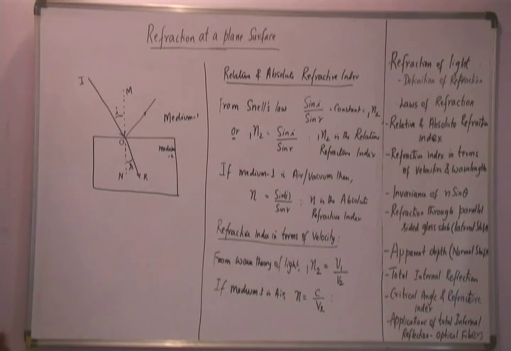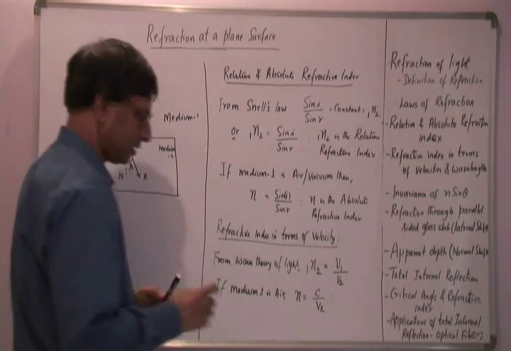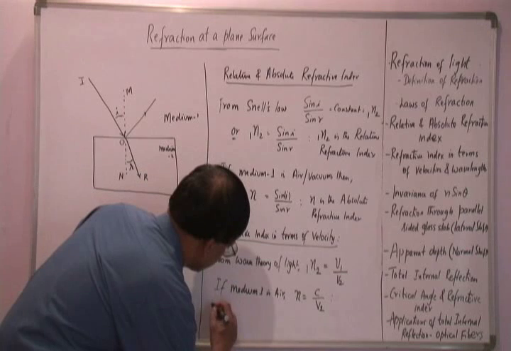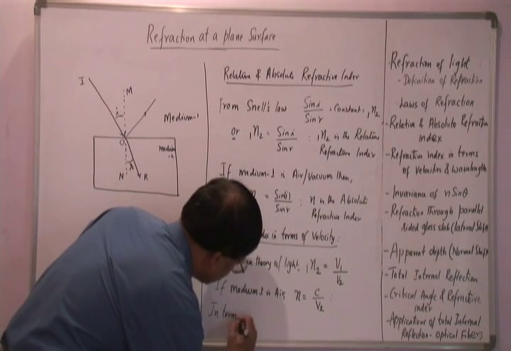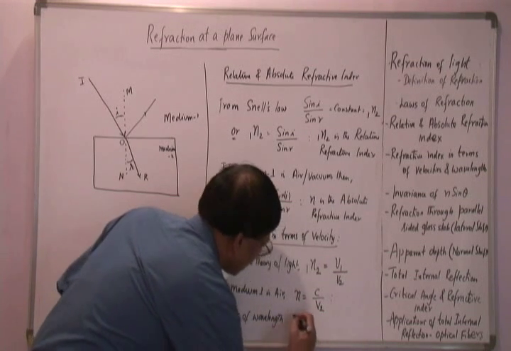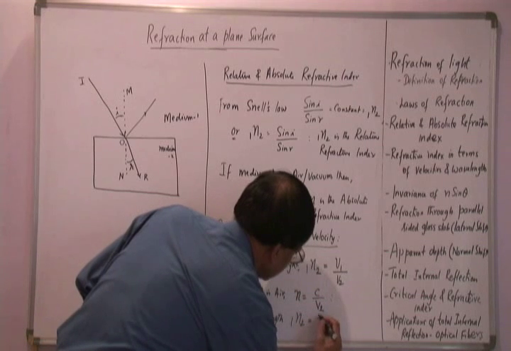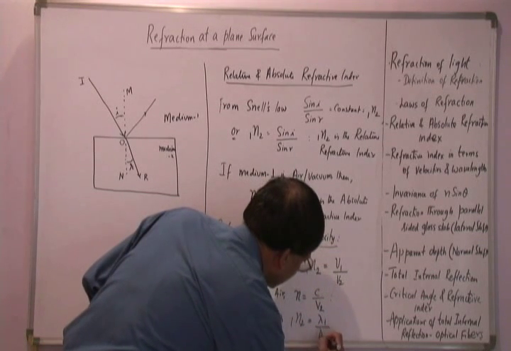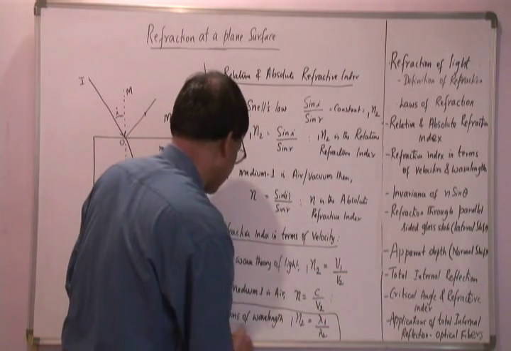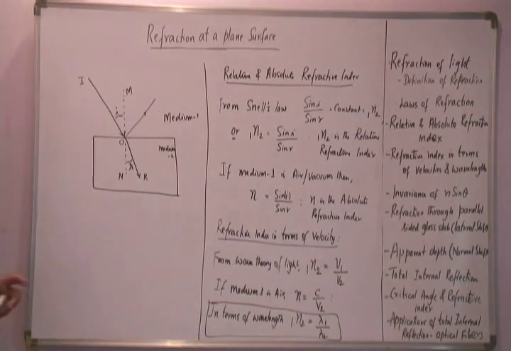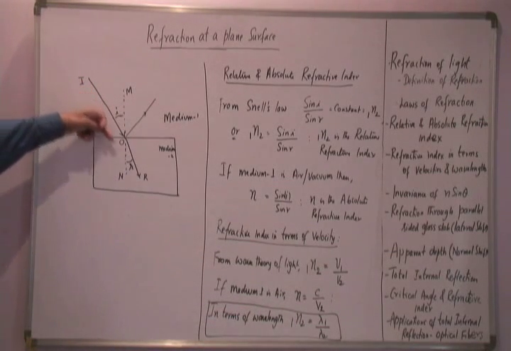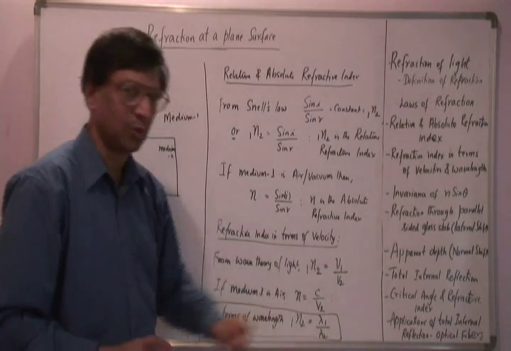Likewise, I can extend this logic and express refractive index in terms of wavelength. It can be shown that 1 and 2, the refractive index, is equal to lambda 1 divided by lambda 2, where lambda 1 is the wavelength of light in medium 1 and lambda 2 is the wavelength of light in medium 2.